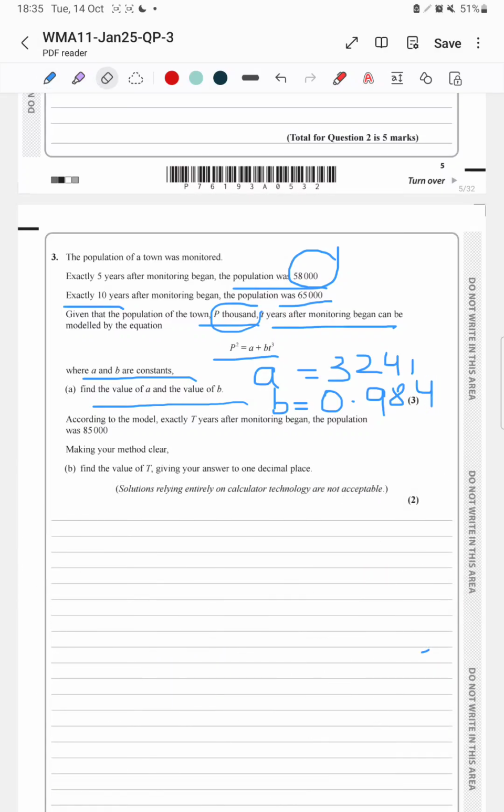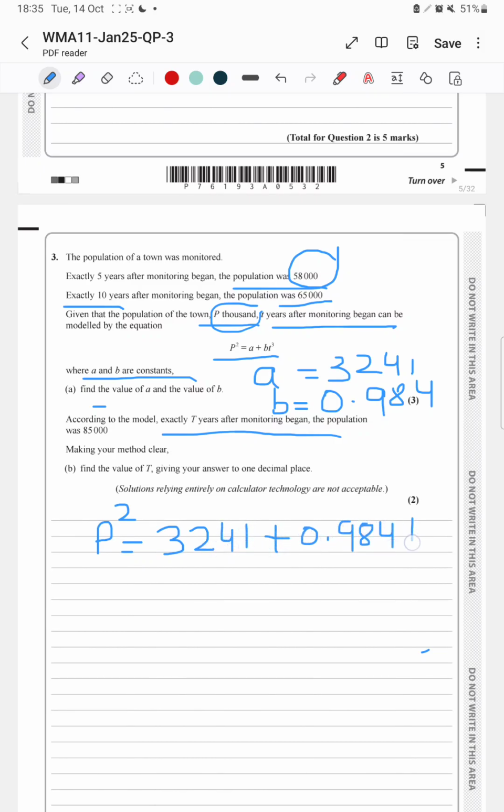Now they are saying that according to the model, exactly T years after the monitoring began, the population becomes 85,000, making the model clear. Find the value of T. Now see, this model we can write as P squared is equal to 3241 plus 0.984 times T cubed. So from here they are saying the population is 85,000.